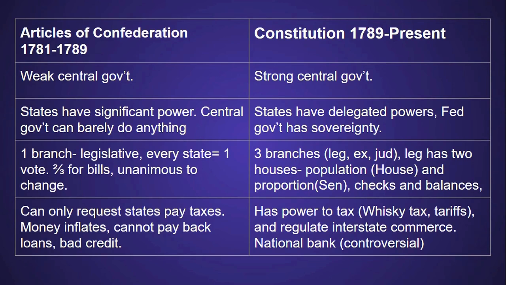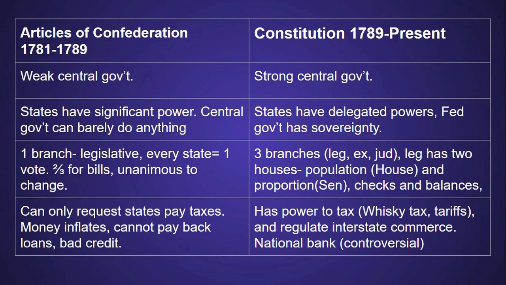A brief comparison of the structure of both governments. The Articles really only had one branch, under which was a legislature, in which every state had a vote. It was difficult to get anything done because passing any bills required 2/3 of the states or more to agree, and pretty much impossible to make changes to the government, as that required a unanimous consent from all states.